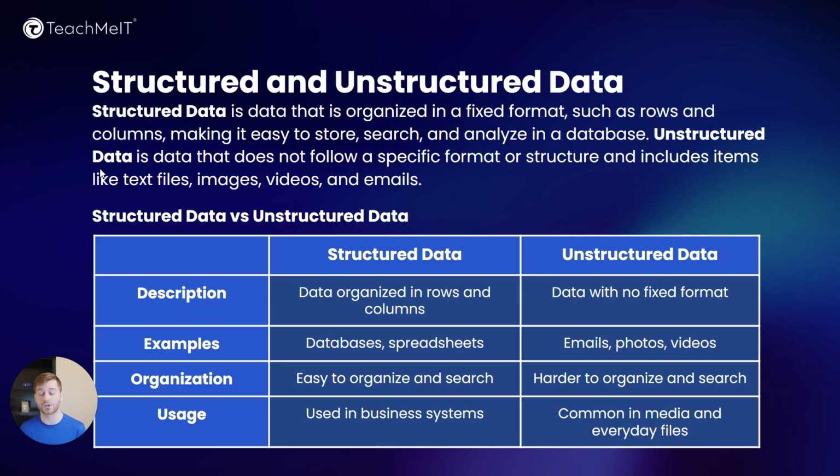With structured and unstructured data, structured data is any data that's organized in a specific and fixed format, like in rows and columns. Unstructured data, on the other hand, is data that can't follow a specific structure. This includes things like text files, images, videos, and emails.